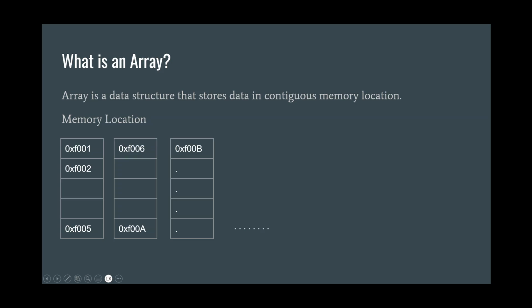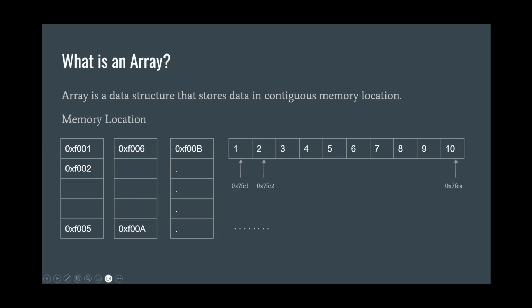Now in an array, all the elements are stored in memory such that all the blocks are adjacent to one another. For example, this is an array 1 to 10. The address of the first element is 0x7fe1. The next element will be fe2 and so on. The last element will be fea, right? So this is how the array data structure is. This is what we call a contiguous memory location.